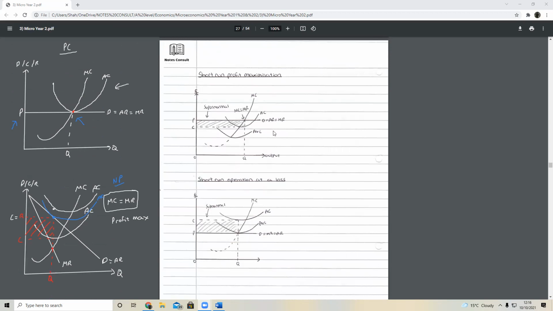You can also show supernormal profits and subnormal profits with a perfect competition diagram. I think I took these graphs out of a different textbook because, as well as average cost, they're showing the average variable cost. Your average variable cost is always going to be below your average cost because the difference between them represents the fixed costs. So if you do AVC plus AFC, which is your average fixed cost, you get AC.